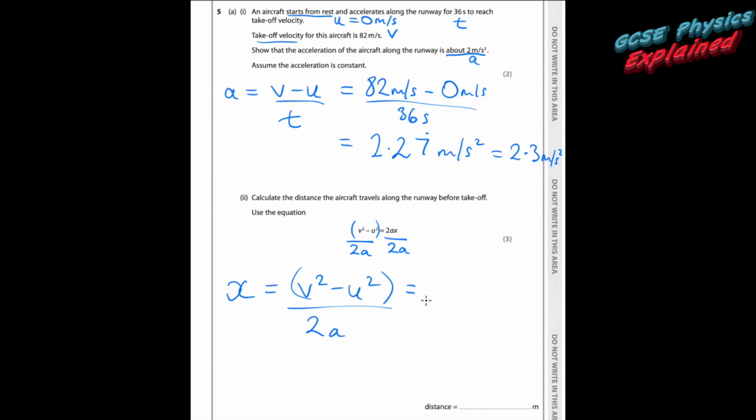We'll pop the numbers in. You could have just put 2.3 there, but old habits die hard. At A level, you'd never round up if it's part of a calculation. And that equals 1,476, and that's meters. If you used 2.3 instead of 2.277777, then that would have come out as 1461.7.